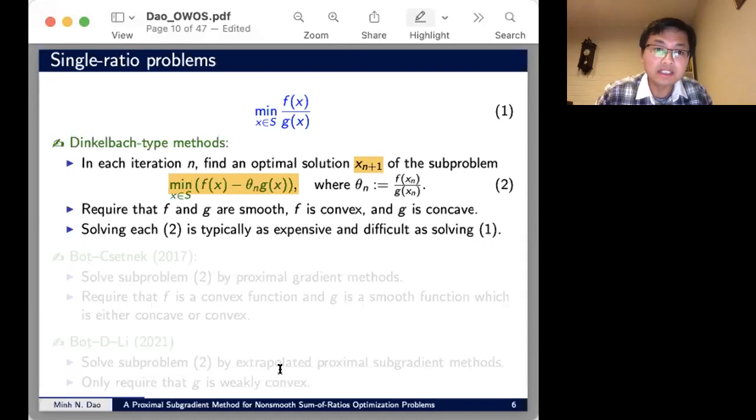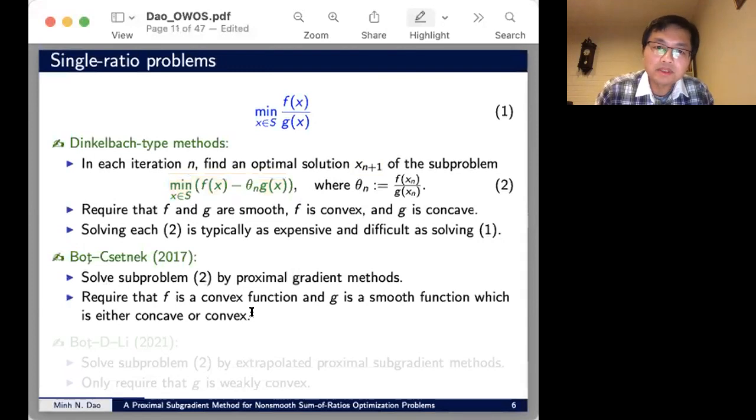And more importantly, solving subproblem 2 is typically as expensive and difficult as solving the original problem 1 here. In 2017, Radu and Robert proposed to solve subproblem 2 by using two proximal gradient methods. They require that f is a convex function and g is a smooth function, with either concave or convex.